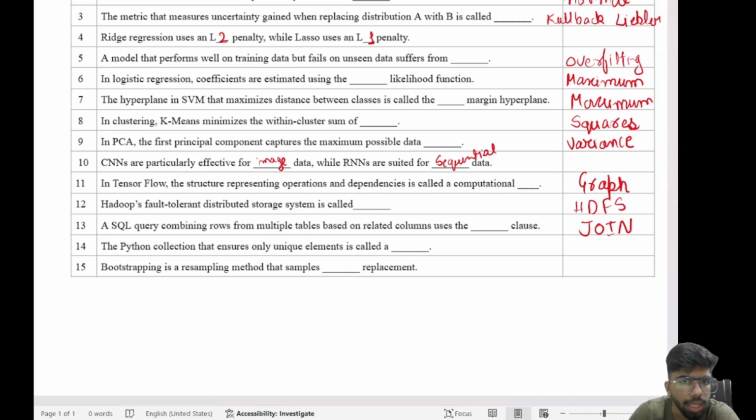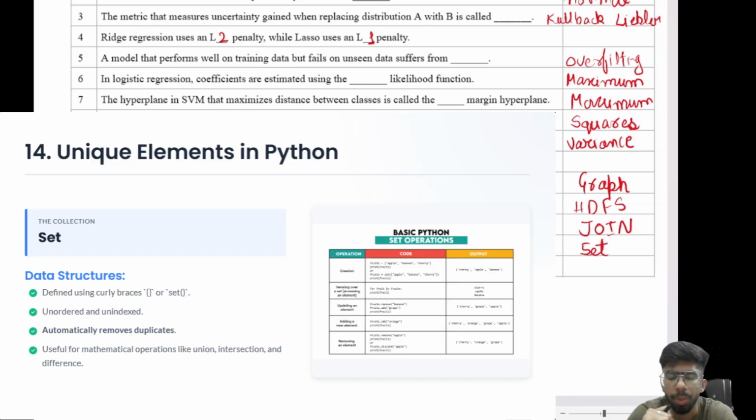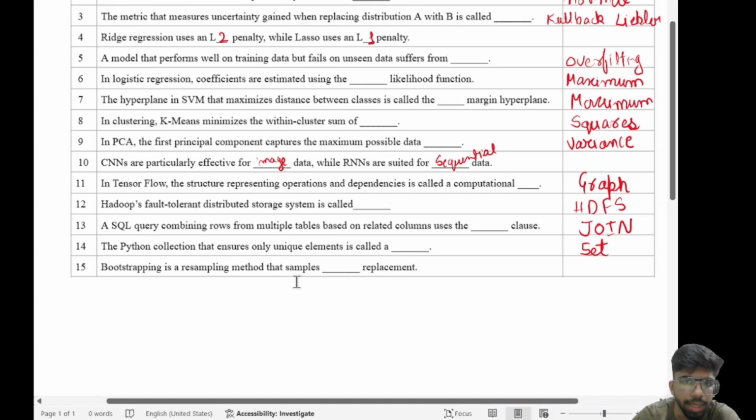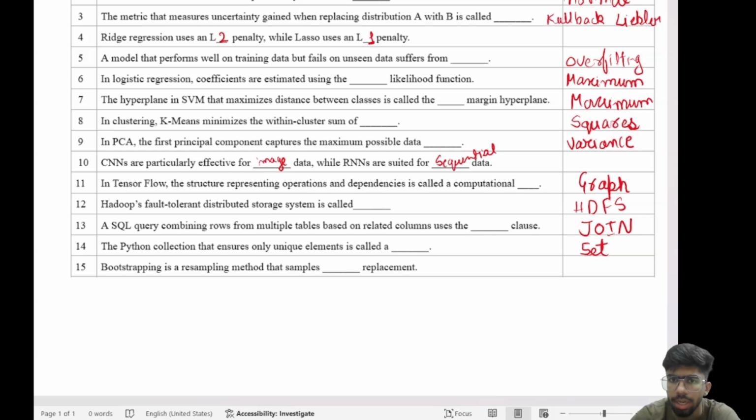So next question. The Python collection that ensures only unique elements is called a set. The Python set collection automatically removes duplicates, supports set operations like union, intersection, difference, and fast lookup because it uses hashing. Moving on to the next question. Bootstrapping is a resampling method that samples dash replacement.